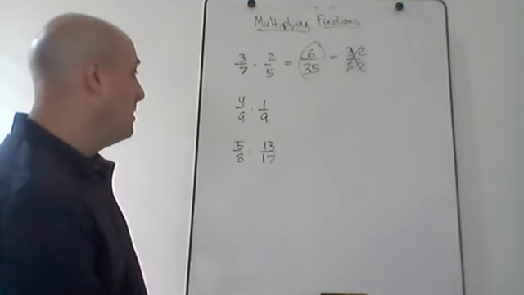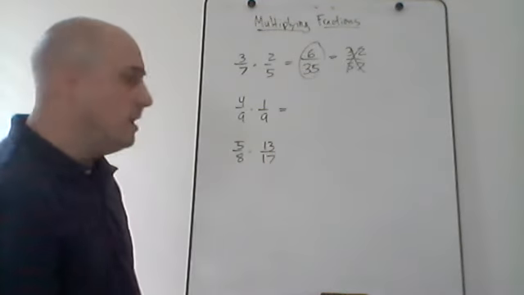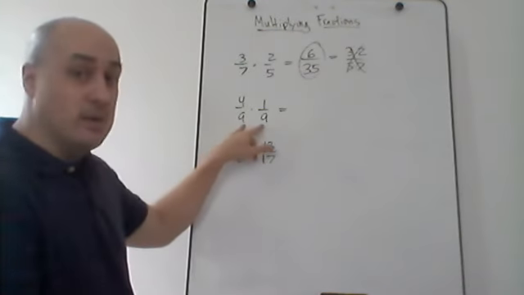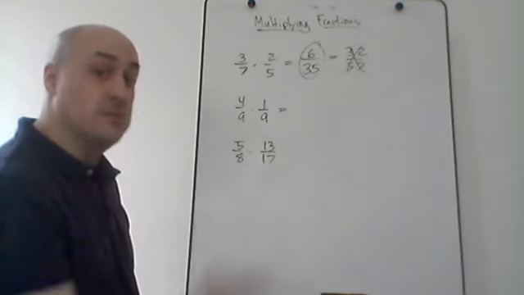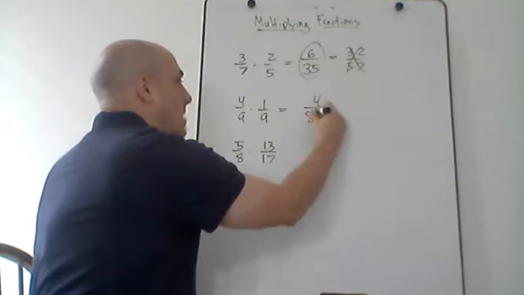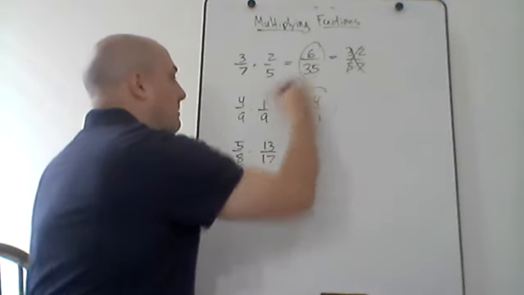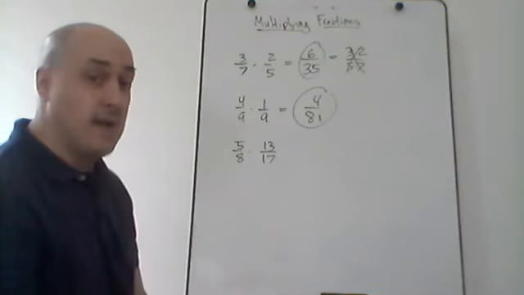The next one, 4/9 times 1/9. All right, now don't get confused here. Just because these have the same denominator, it doesn't matter, it doesn't change what the rule is. The rule for multiplying fractions is multiply straight across. 4 times 1 equals 4, 9 times 9 equals 81, 4 out of 81. All right, that's my solution to 4/9 times 1/9.